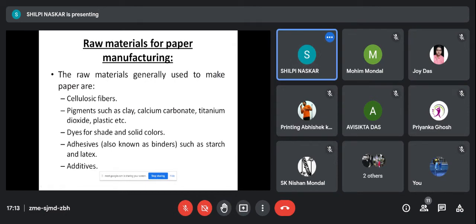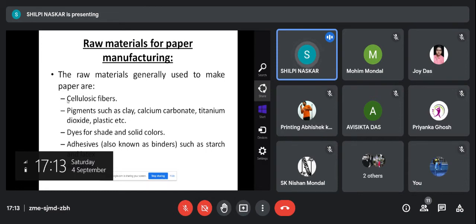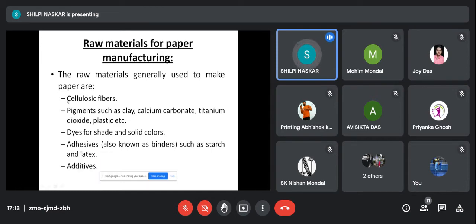So the raw material, in detail: the main building structure, or main skeleton, of paper or paperboard is cellulosic fibers, C6H10O5. You generally get cellulosic fiber directly from trees. Then there are pigments such as clay, calcium carbonate, titanium dioxide, etc. These pigments are used to fill the pores, because cellulosic fibers are fibrous.